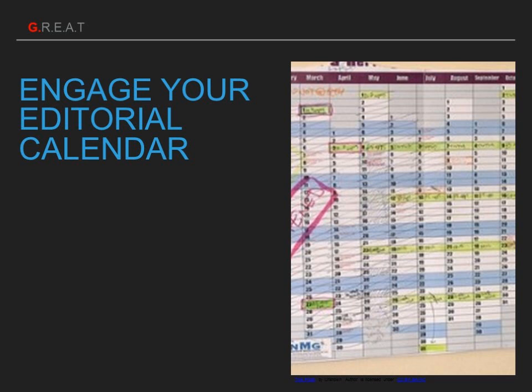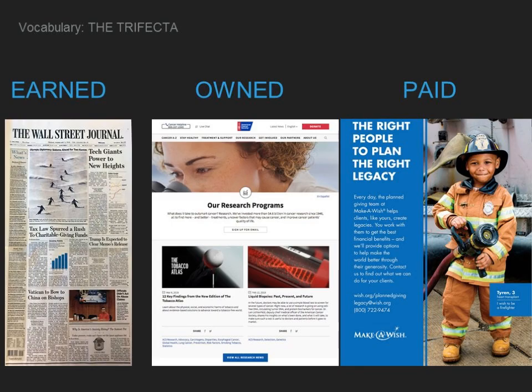Okay, so this is another thing. Engage your editorial calendar, which I talked about. Please put your media relations strategy in your editorial calendar. And I like to put some vocabulary up front because I use it a lot, and I want to make sure we're all on the same page. When people think about their media relations strategy, most people just think about earned media, just what reporters, how they tell your story, and they don't coordinate their owned or paid media.